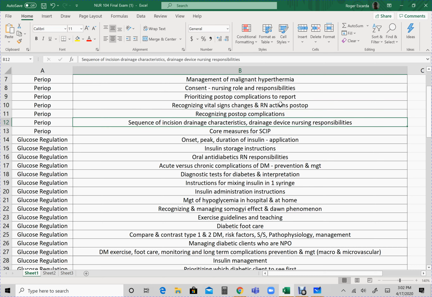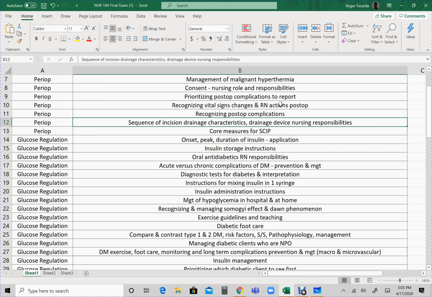Sequence of drainage, incision drainage characteristics, from sanguineous to serosanguineous and serous drainage. What are expected and unexpected. I believe the post-op chapter did a good job describing that and gave you examples. Drainage device. These are wound drainage devices. We only discussed 3: JP, Hemovac, and Penrose drains.